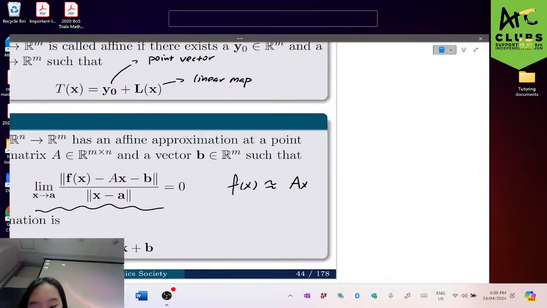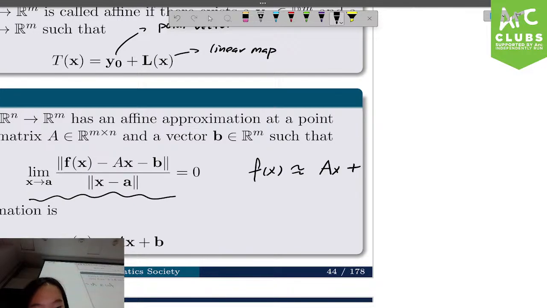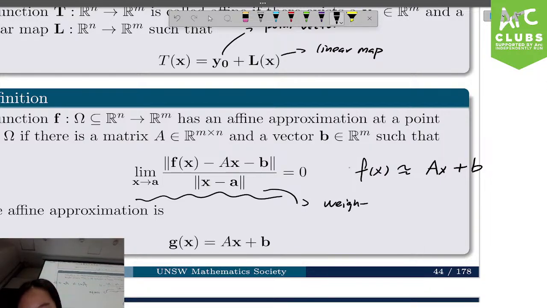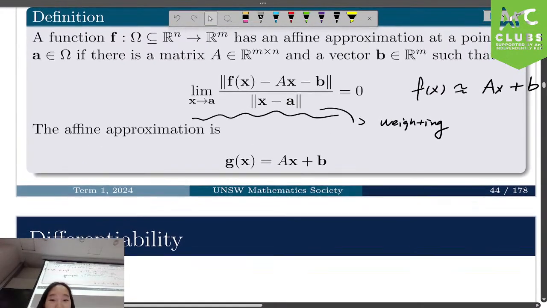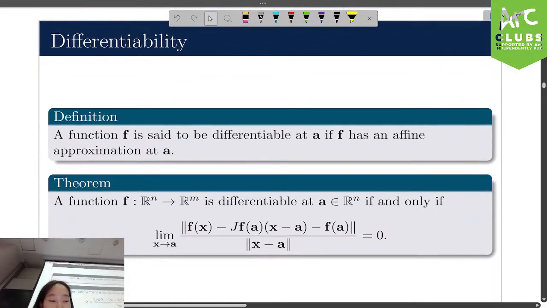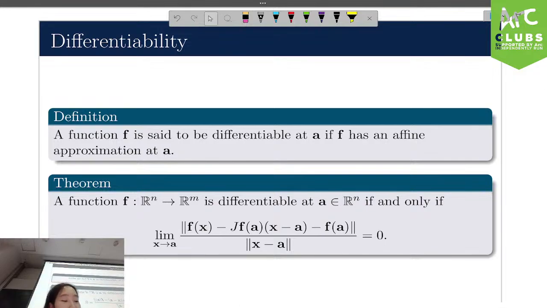Okay, and here is just our weighting. Cool. Then why do we need the alpha approximation? We need the alpha approximation to define differentiability.